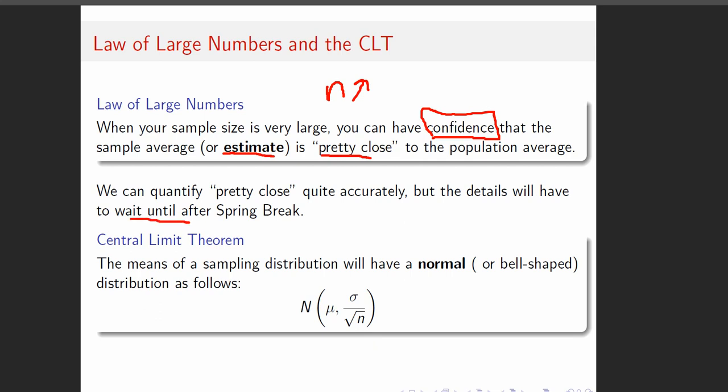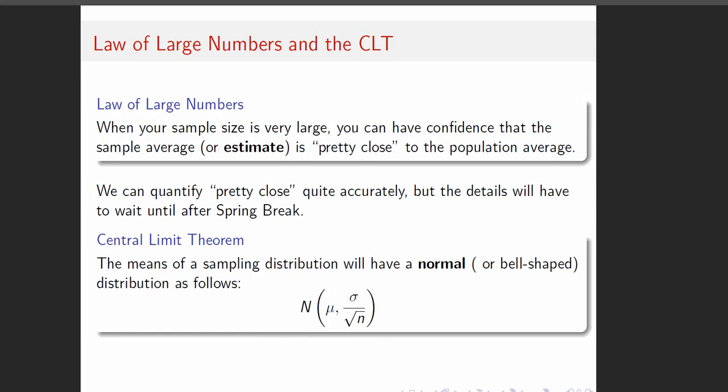And we'll have to wait until after spring break to really define that. We can actually be pretty accurate, very precise about that, but we'll wait until after spring break. And then the means of the sampling distribution have this bell shape. And since they're centered on mu, we can use our histogram of the sampling distribution as an estimate of the population average, and because the square root of n is in the denominator, as our sample size increases, we'll get a narrower and narrower bell curve, and therefore a more and more accurate estimate.